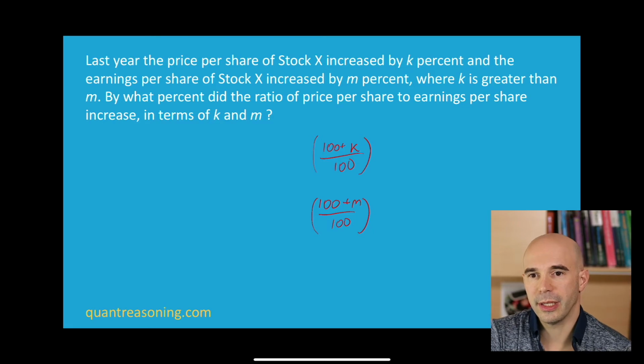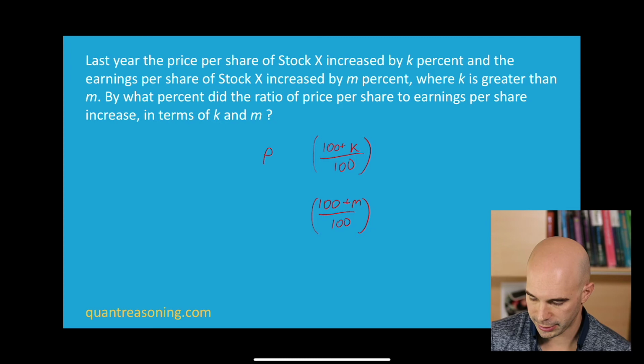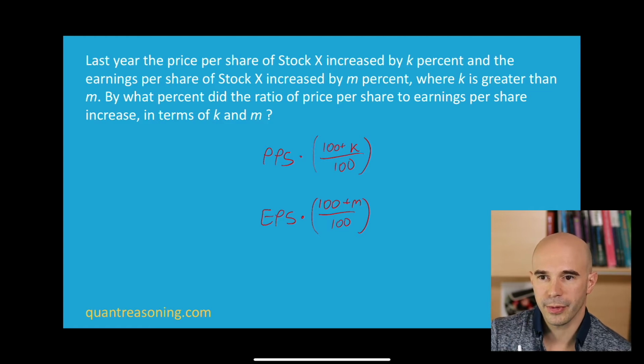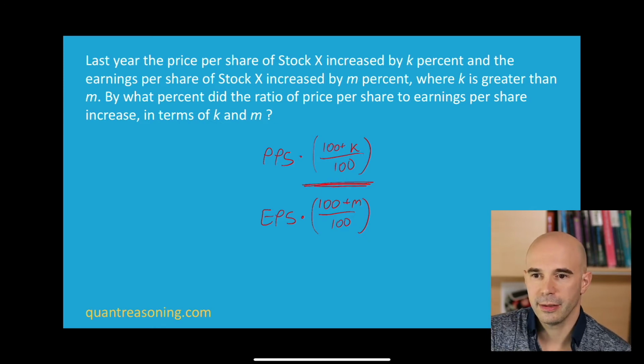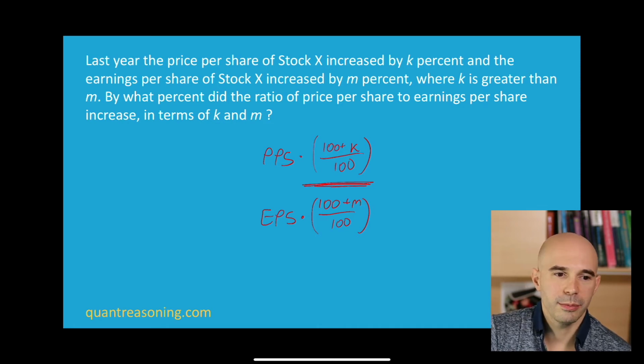So what are we looking at here? The first one is the price per share. Let's call that PPS. PPS is getting multiplied by that amount. And the earnings per share, let's call that EPS, is getting multiplied by this amount. And the question is interested in the ratio of PPS to EPS. In other words, if I put a fraction line there, that's the ratio that the question is interested in. So by what percent is that ratio changing?